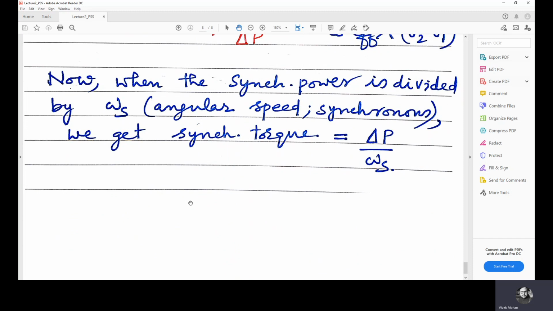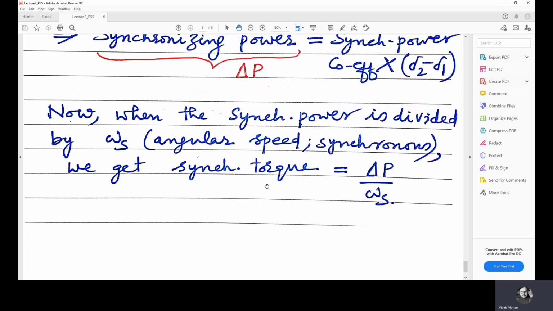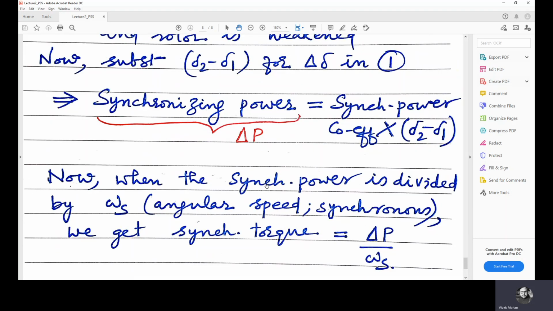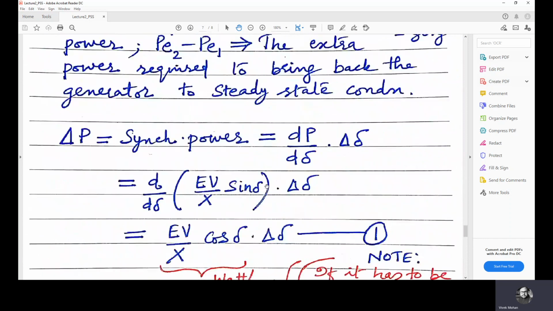Okay, now if you want to find the synchronizing torque from synchronizing power, power divided by angular speed will give you the torque, right? So the angular speed here is the synchronous speed itself. So delta P divided by omega s will give you the synchronizing torque. So this is the concept of synchronizing power and synchronizing torque.